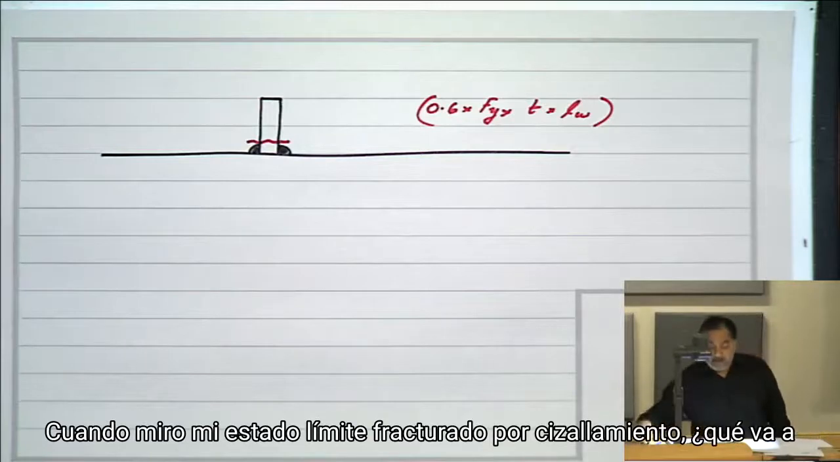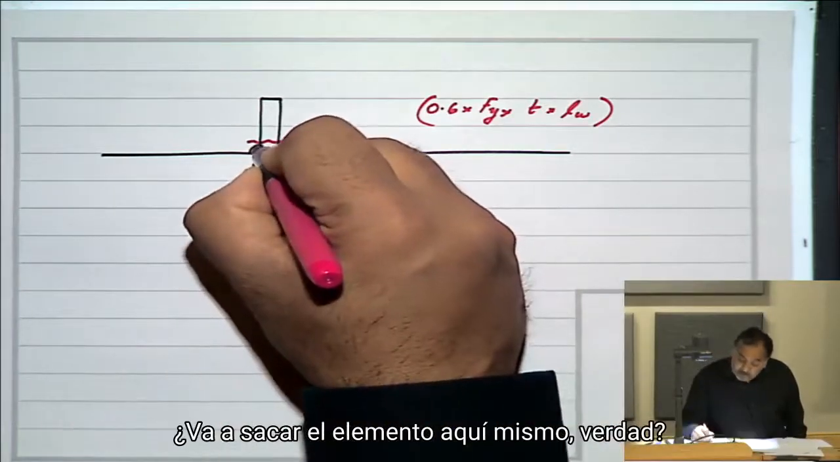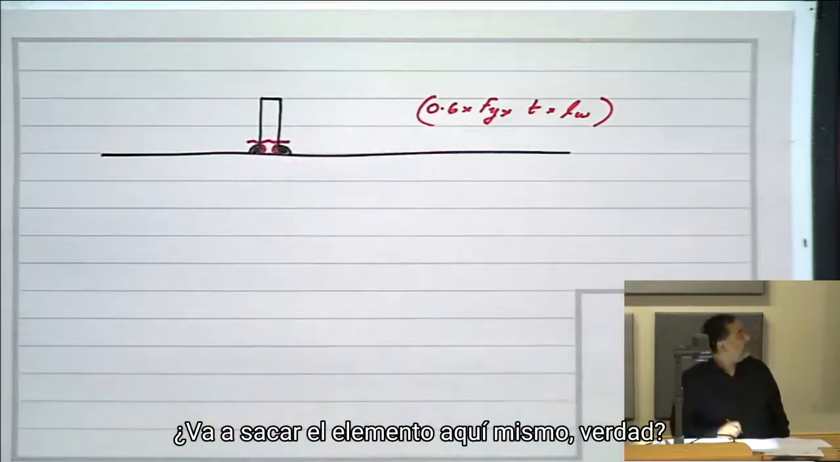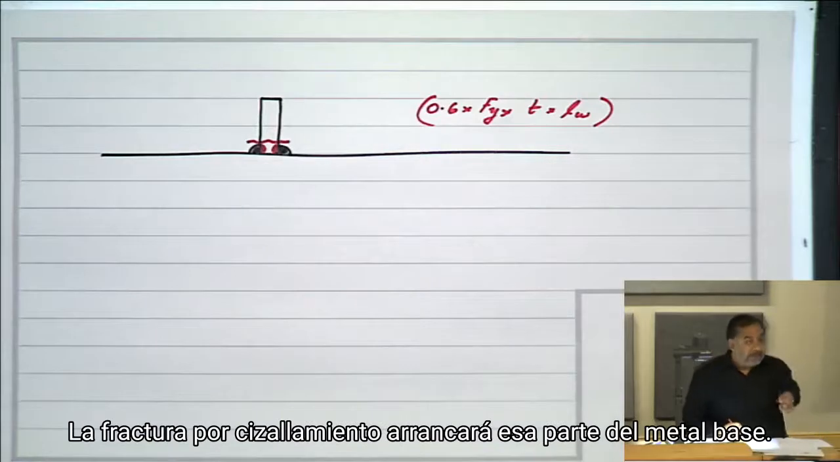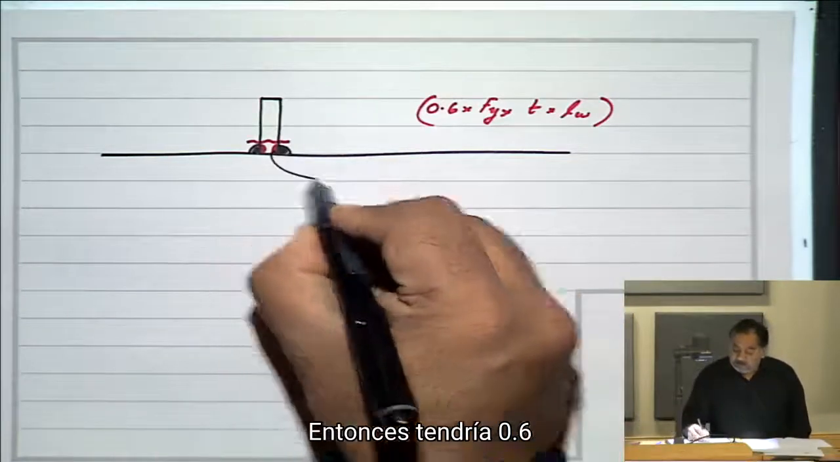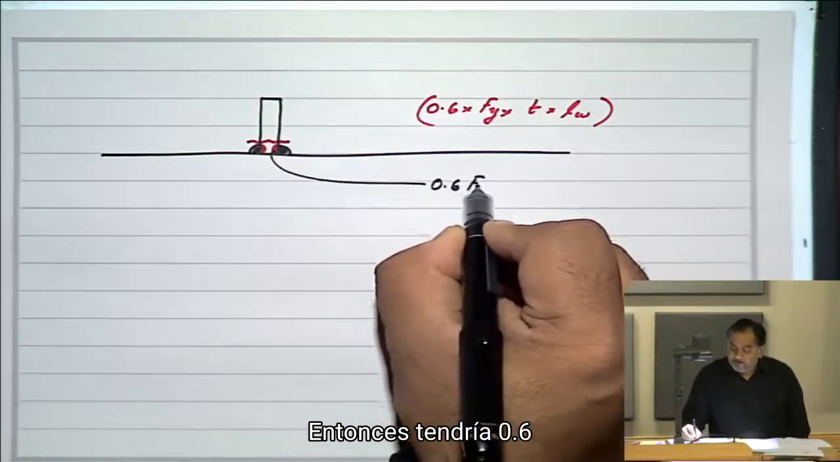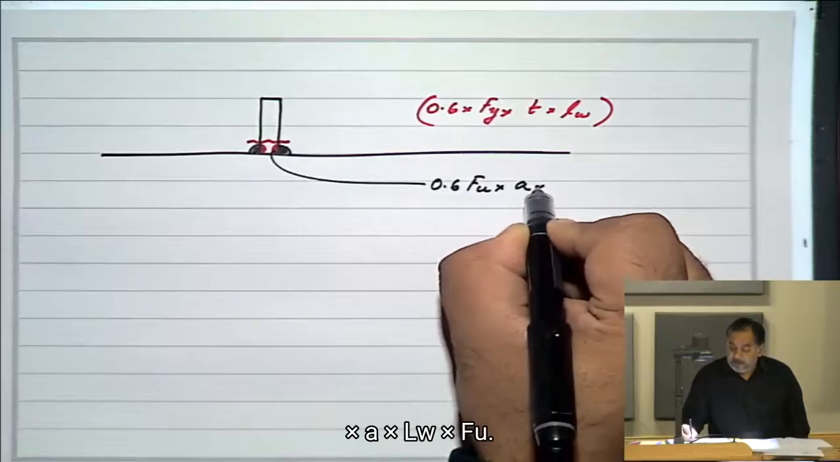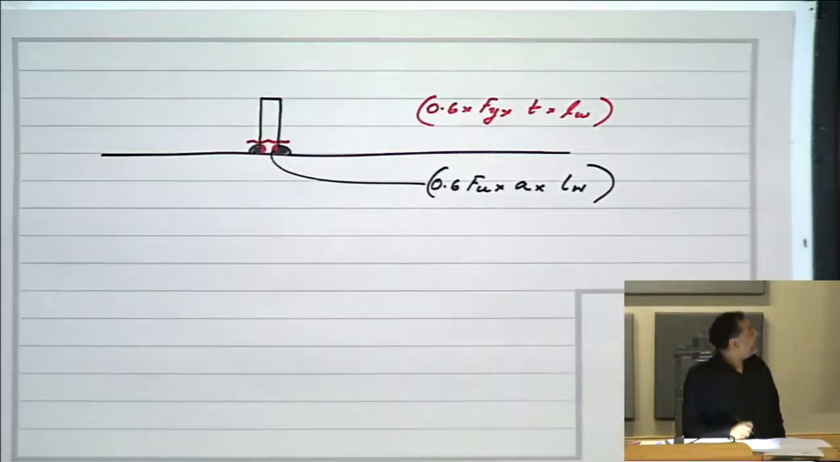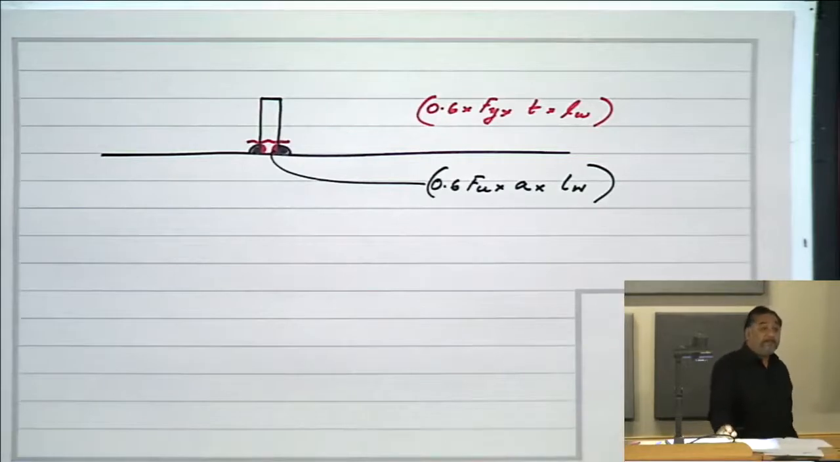When I look at my shear fracture limit state, what it's going to do is it's going to gouge out the element right here. Right? Shear fracture is going to gouge out that portion of the base metal. So I would have 0.6 times A times Lw times Fu. Does the A make sense?